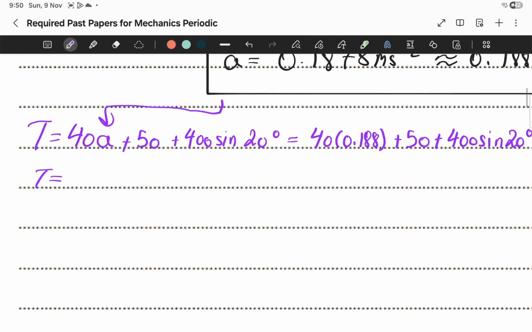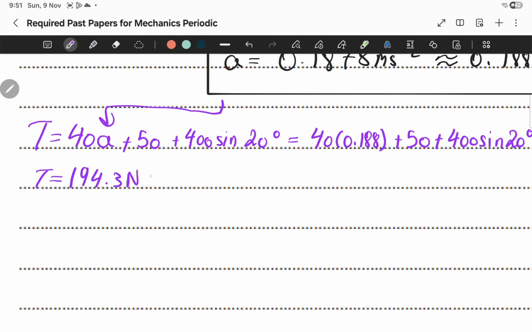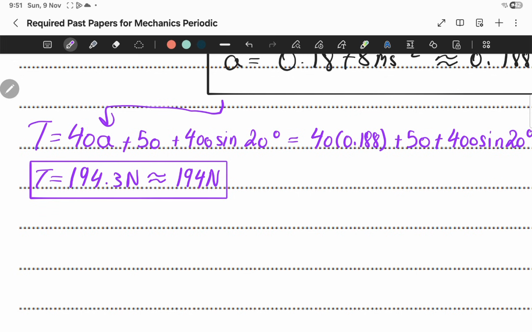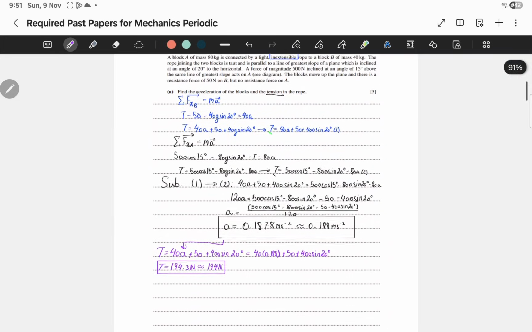So tension is equal to 194.3 newtons. However, remember 3 significant figures, so you're going to round down to 194 newtons. This is the correct answer. Done. So let's compare it with the marking scheme.